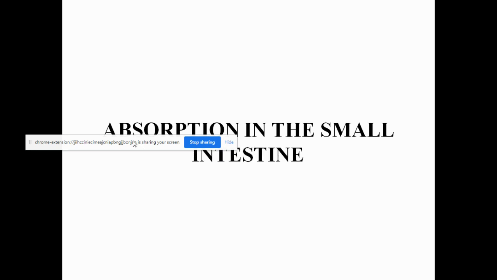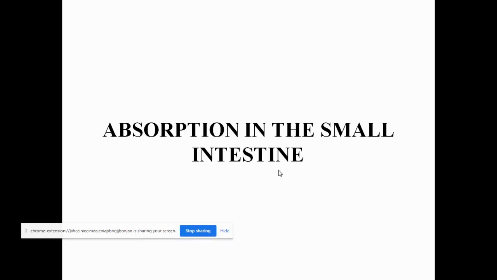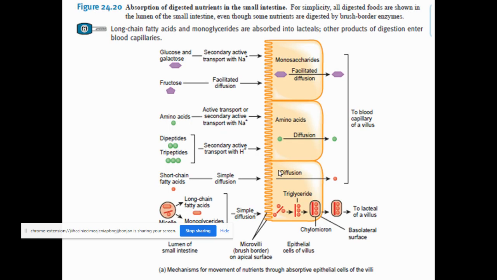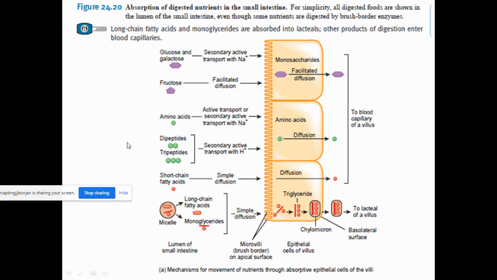So now we will see about the absorption. What happens now? Absorption in the small intestine. As I told you, around 90 to 95% of the absorption is taking place in the small intestine. So that is what we are going to see in this slide: the absorption of digested nutrients in the small intestine. For simplicity, all digested foods are shown in the lumen of the small intestine. So this is the lumen of the small intestine.